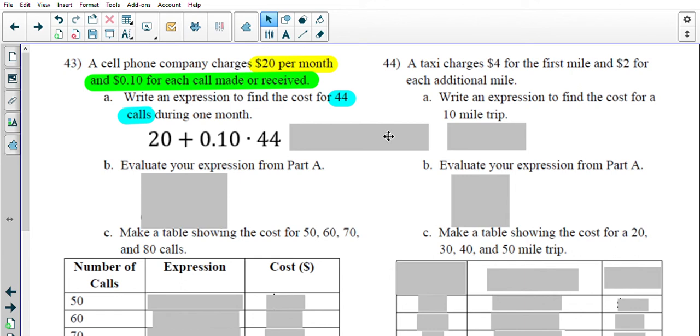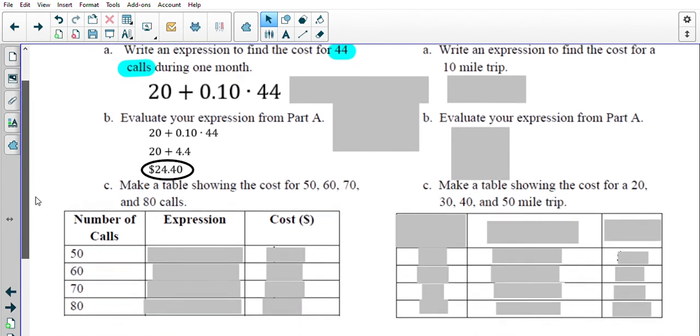Sure. Now, part B asks us to evaluate. That means get a number answer here. So if I take 0.10 times 44, that is 1/10 of 44, which is 4.4. 20 plus 4.4 is 24.4, which is $24.40. Letter C. Make a table showing the cost for 50, 60, 70, and 80 calls.